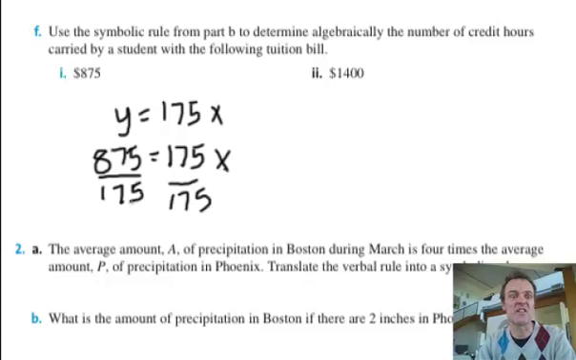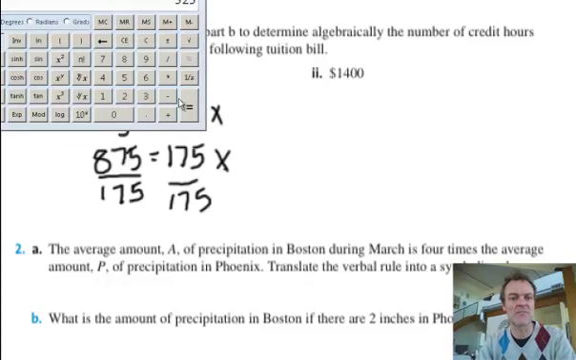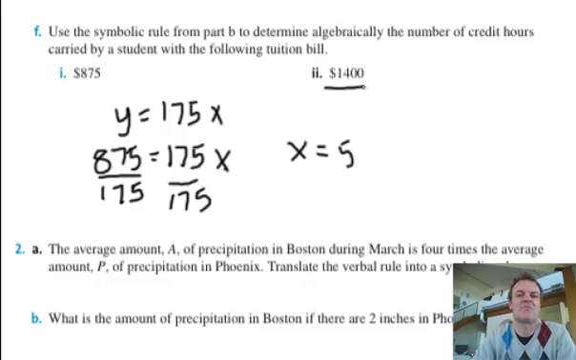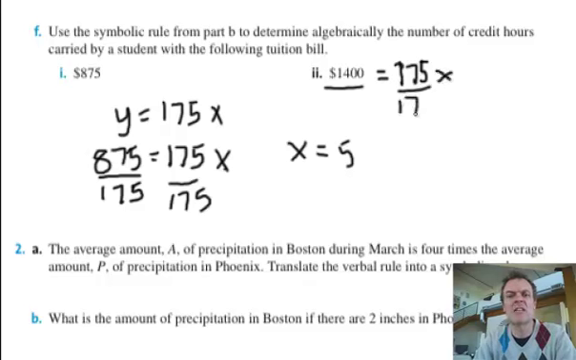You should know this by yourself, of course, but let's have a look. Calculator. 875 divided by 175 equals 5. I'm taking 5 credit hours. X equals 5. And it'd be the same for this one as well. Here we go, equals 175x, so I would just divide both sides by 175 again. Just put it in the calculator and see what that comes out to be, the number of credit hours.